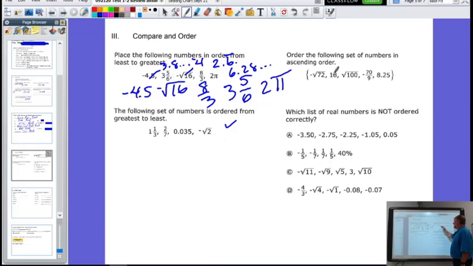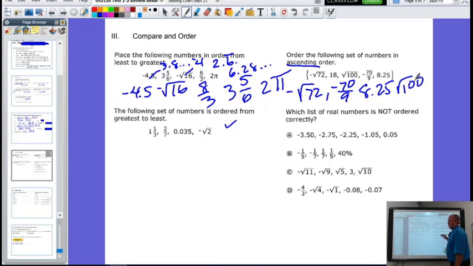This one, okay, you'd have to type each of those into the calculator to get an answer. But on this one right here, the correct order, because I'm looking for ascending, is going to be negative square root of 72, negative 70 over 9, 8.25, square root of 100, and then last but not least, the 18. Okay, so that would be the order of those.